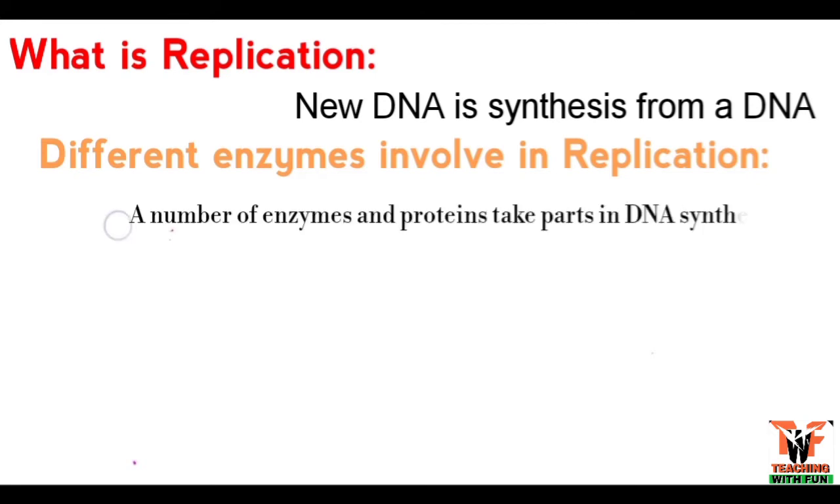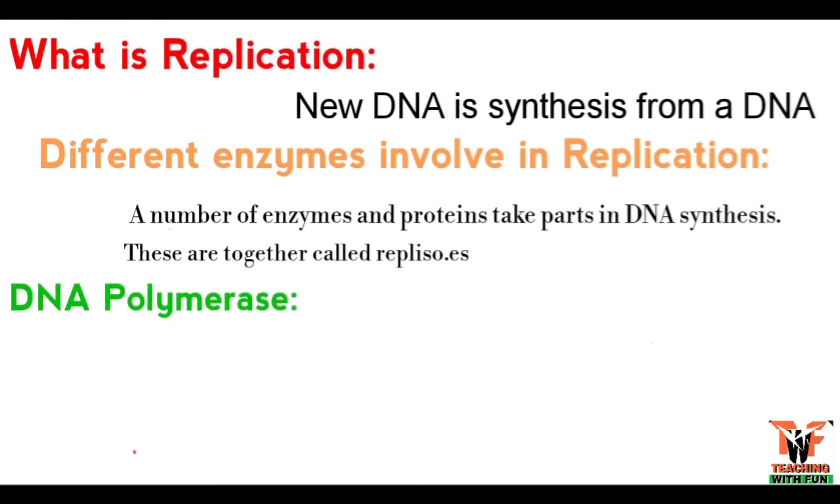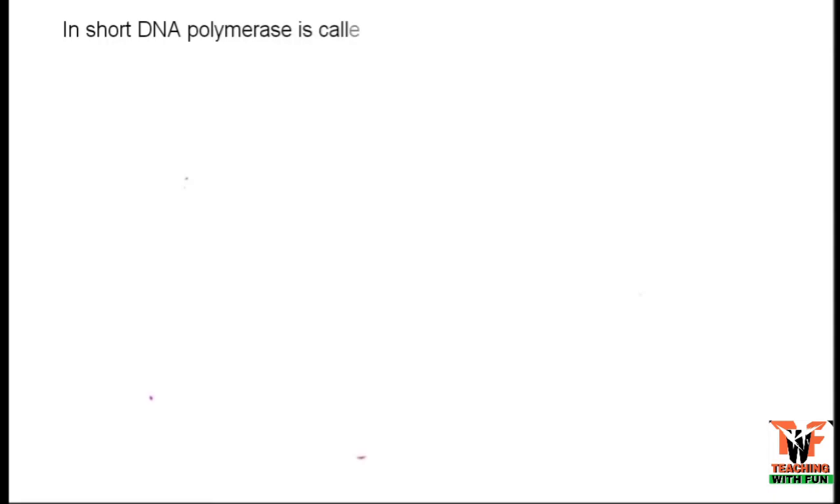Now I am going to tell you the different types of enzymes involved in replication. A number of enzymes and proteins take part in the autocatalytic reaction of DNA synthesis. These are together called replisomes. So the first enzyme is DNA polymerase. Three types of DNA polymerase are important. In short, DNA polymerase is called DNA pol.